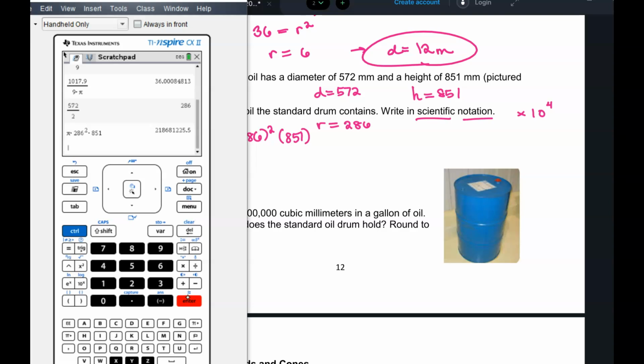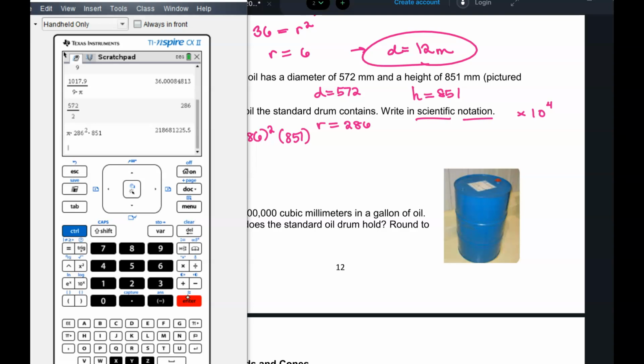Okay, so that's a really big number. So what we want to do is write it as 2.18681. You move the decimal. Remember how we moved the decimal over? How many times do we have to move it over? One, two, three, four, five, six, seven, eight times. So it'd be that number.